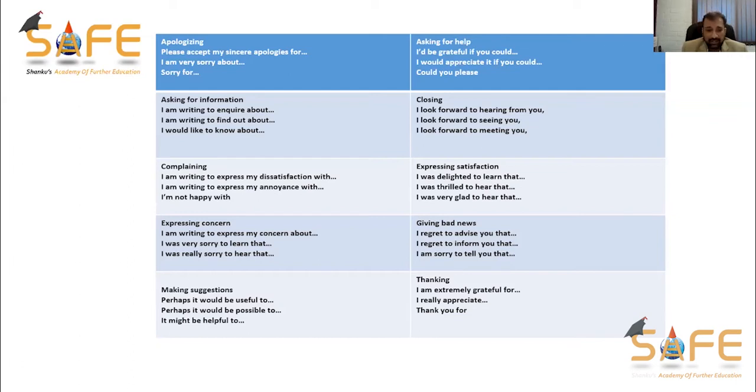When you're making suggestions, you can use, perhaps it would be useful to, or perhaps it would be possible to. So in the same context of the mall and the playground, I would like to make a suggestion: perhaps it would be useful to shift the location of the mall elsewhere and spend more time and more money in restructuring the playground. This will become an ideal place for our society and encourage people to come outdoors.